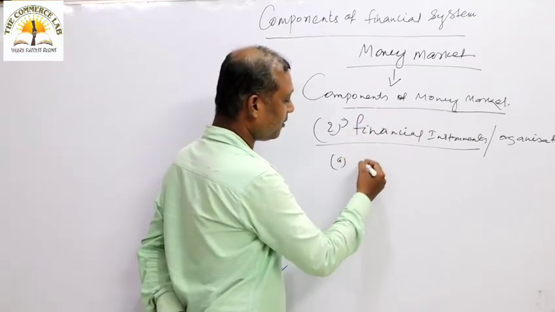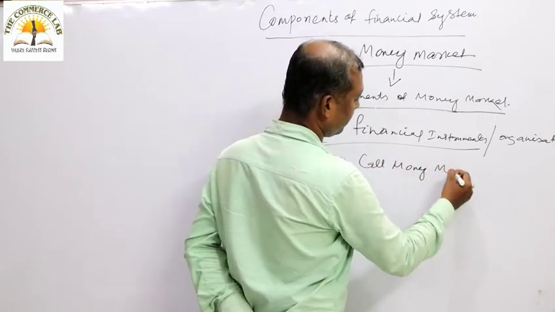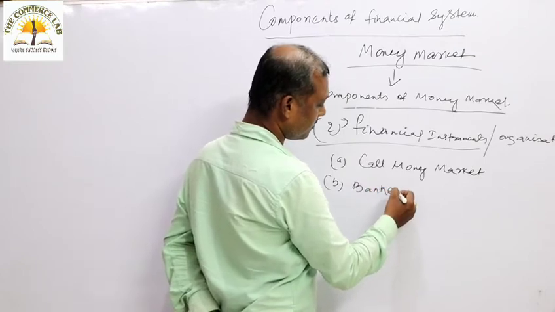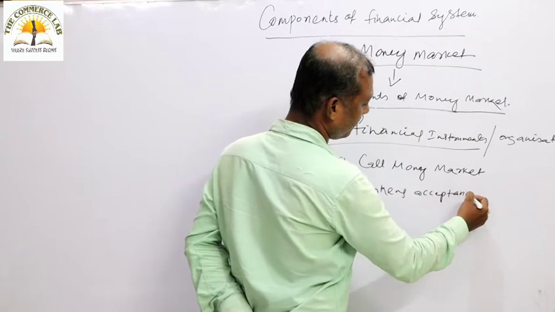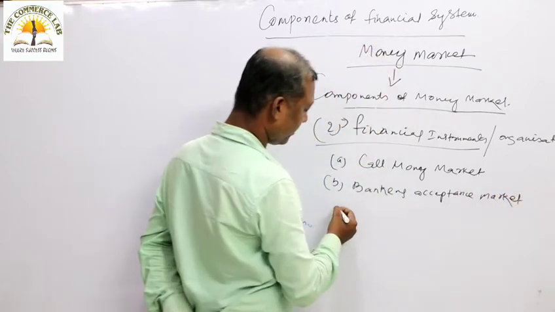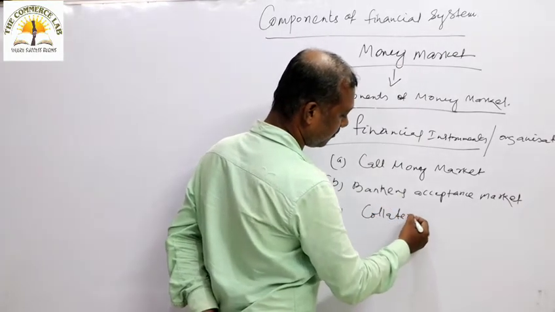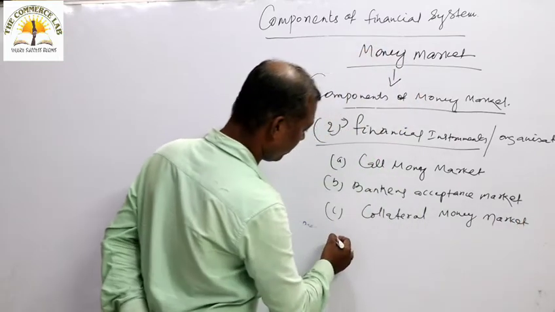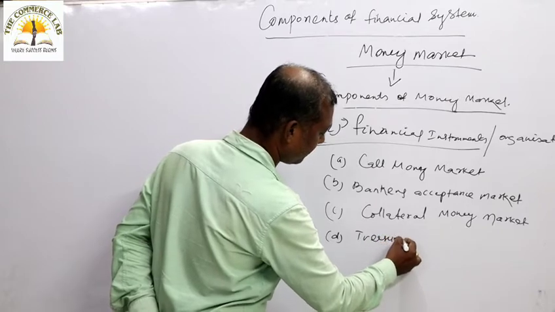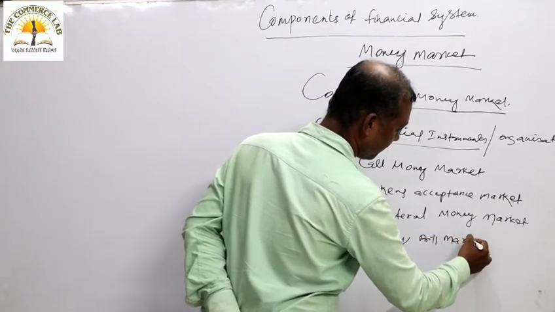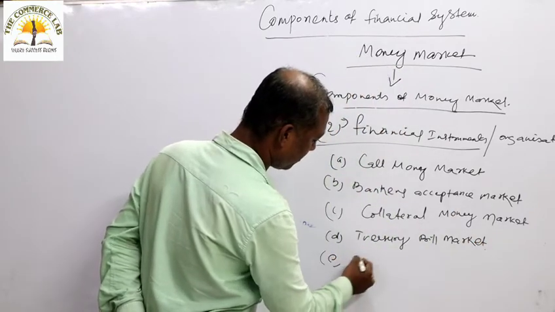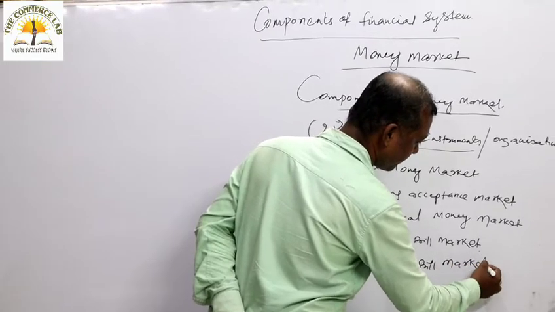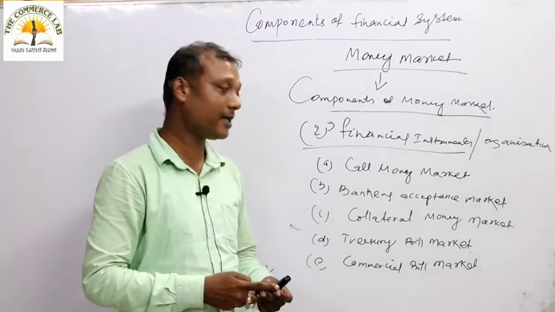Number 1 will be your call money market. The second point will be your bankers acceptance market. Point number 3, collateral money market. Point number 4 will be your treasury bill market, and the last point will be your commercial bill market. You understood? There will be a short question for you also. So this is our second part of discussion.